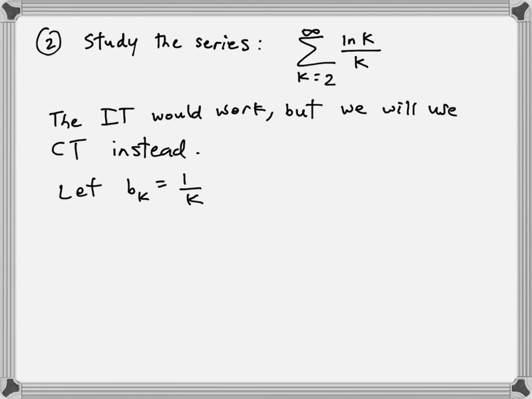How do you compare ln of k over k to 1 over k? Which one is bigger? Well, of course, natural log grows bigger than 1 everywhere except when k is 1. So we could say that this is true for all k that are bigger than 1. In other words, from some point on, this is true.